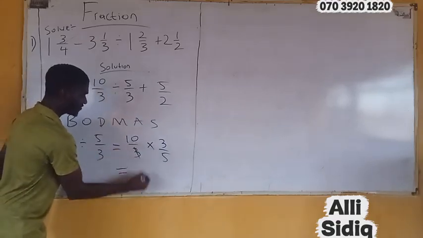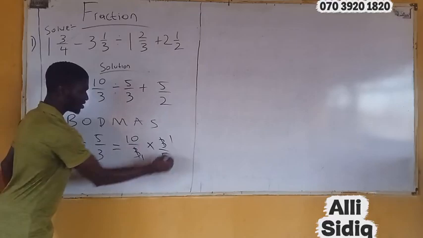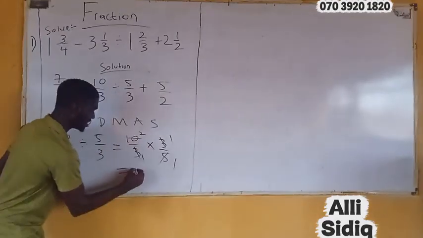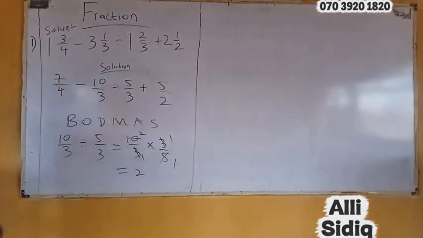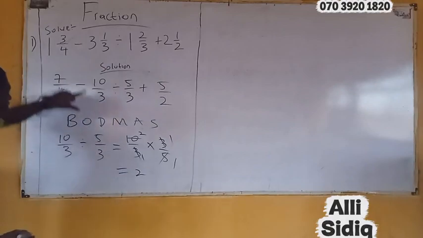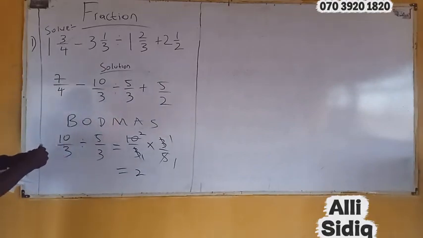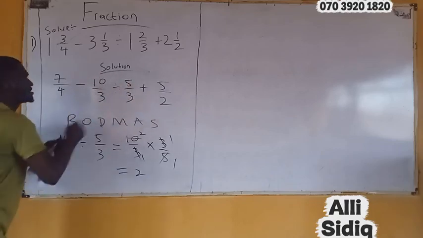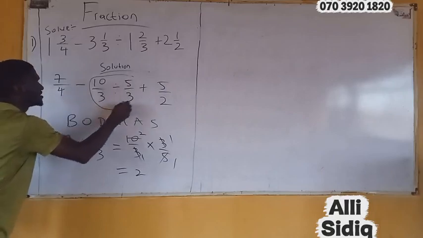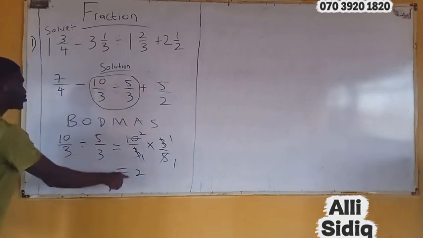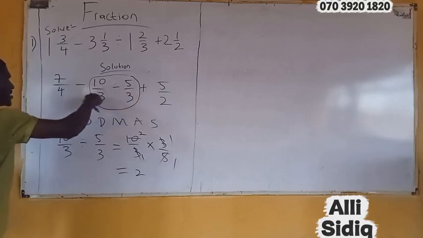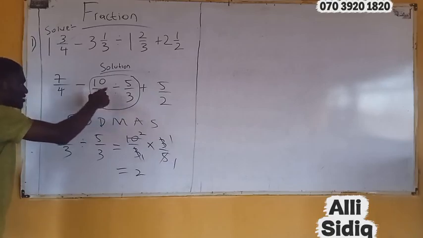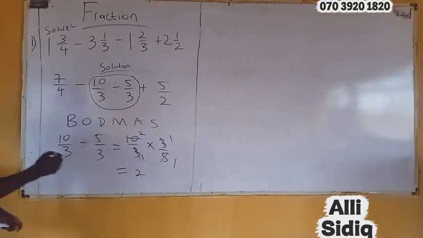I divide this, I have 3 here 1, 3 here 1, 5 here 1, 5 here 2. Then I have 2. It means this 2 will replace everything beside it. It replaces everything here, beside this division sign, at the right and at the left. So now let's start.